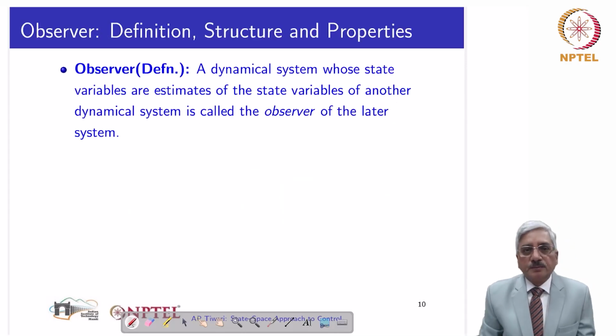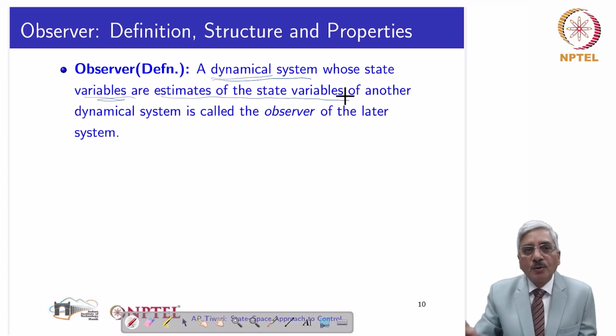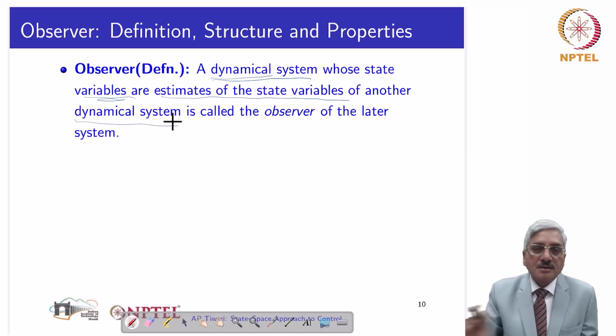That is fortunately possible. Let us see what an observer is. A definition of observer goes like this. It is a dynamical system, which means it will again be characterized by some kind of differential equations. The state variables of the observer are the estimates of the state variables of the dynamical system, the states of which are not available. So a dynamical system whose state variables are estimates of the state variables of another dynamical system is called the observer of the latter system.